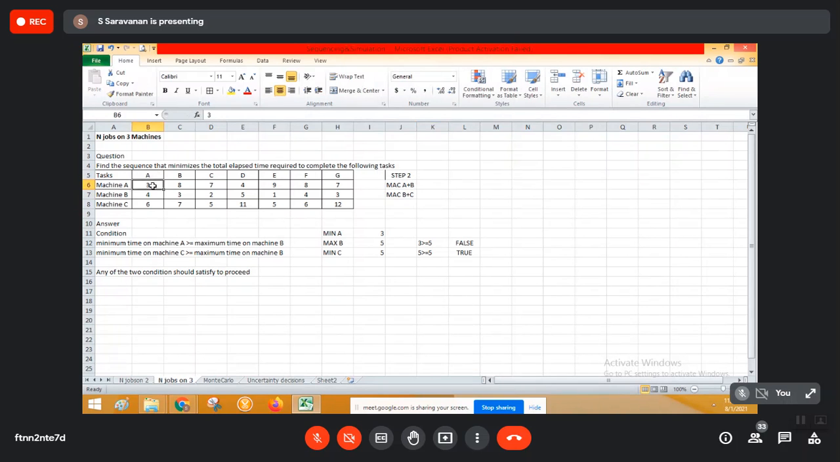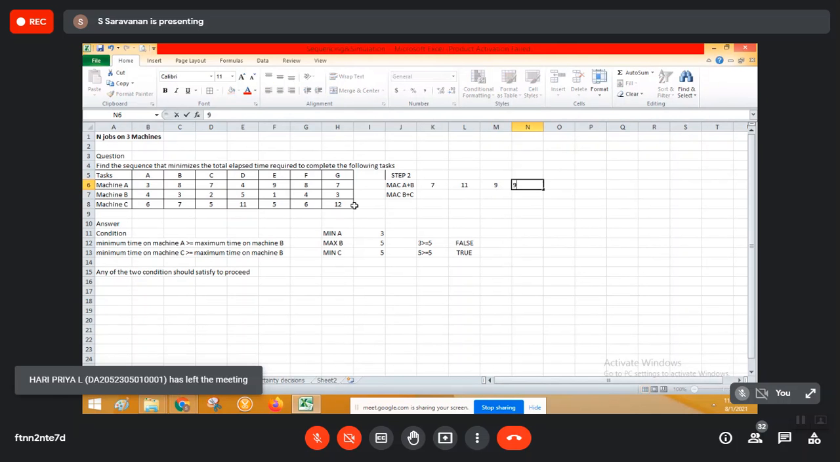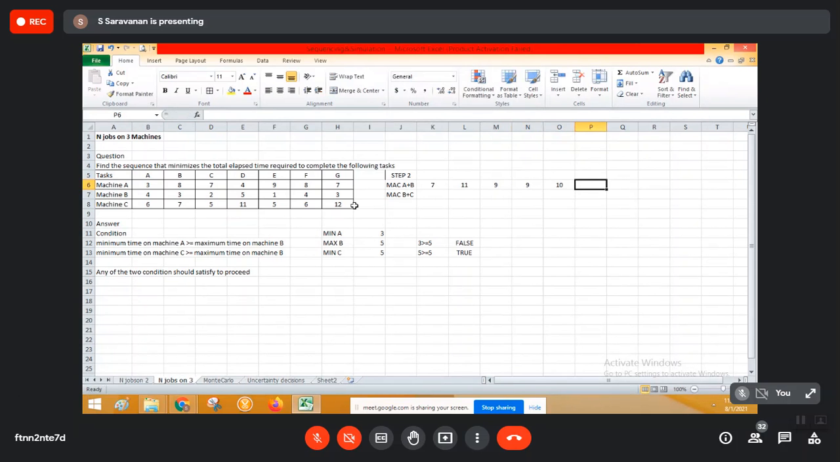So see here, this one, 3 plus 4, 7. 8 plus 3, 11. So like that we are going to add. 7 plus 2, 9. 4 plus, what is the next one? 4 plus 5, again 9. 9 plus 1, 10. 8 plus 4, 12. 7 plus 3, 10.